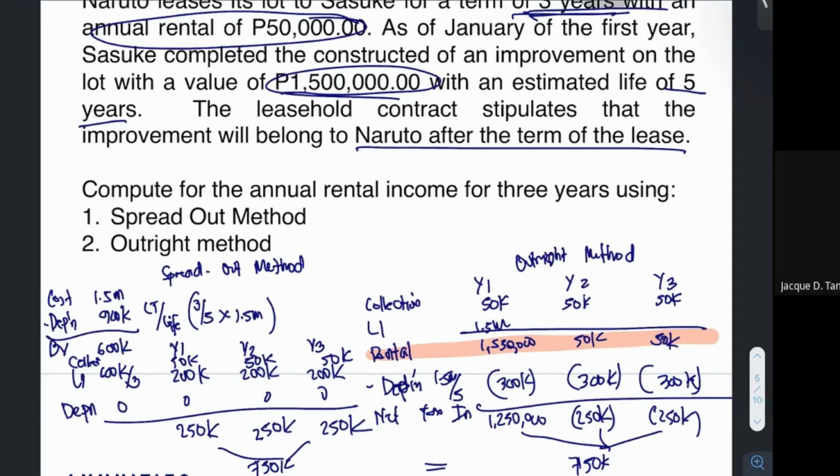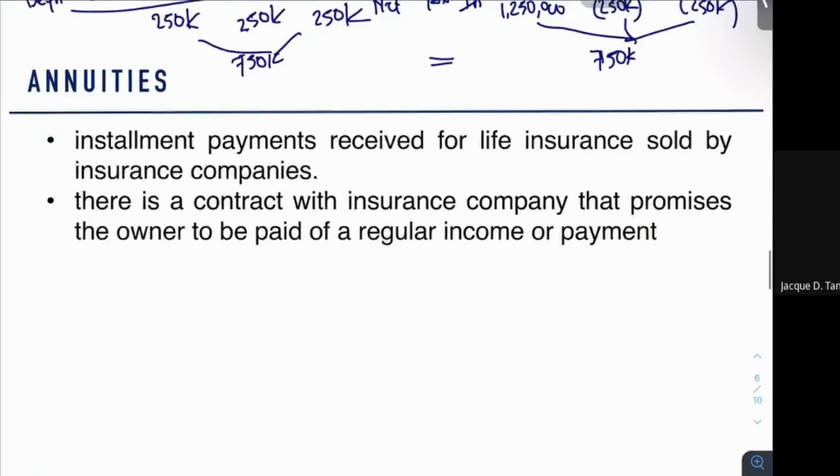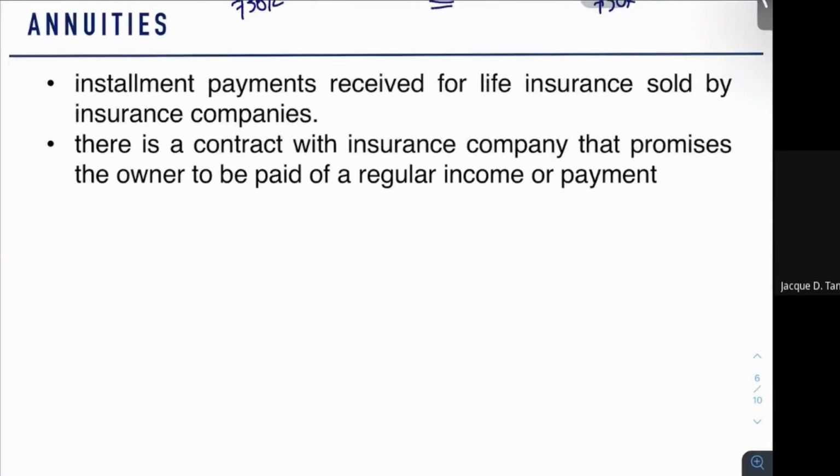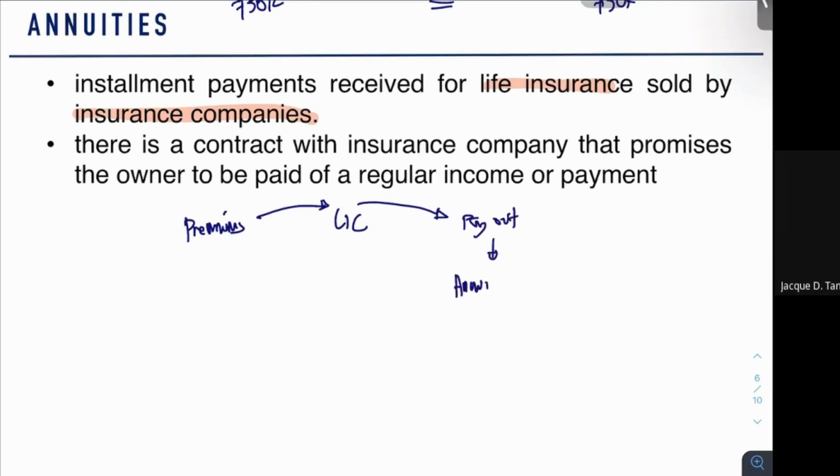Next, we have your annuities. So what is an annuity? An annuity is an installment payment received for life insurance sold by insurance companies. So normally, you give premiums to your life insurance companies, and after some time, there will be a payout. This payout is the annuity.